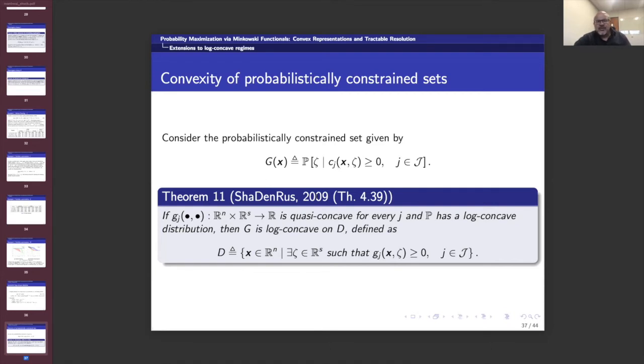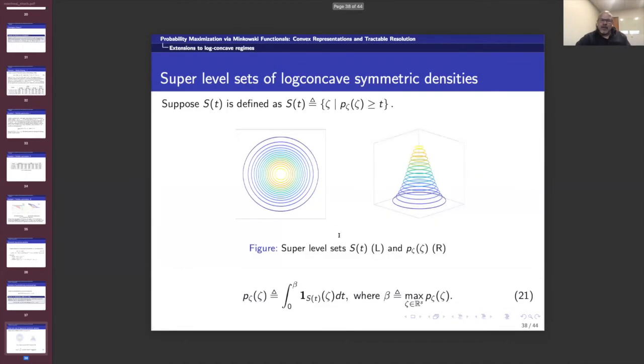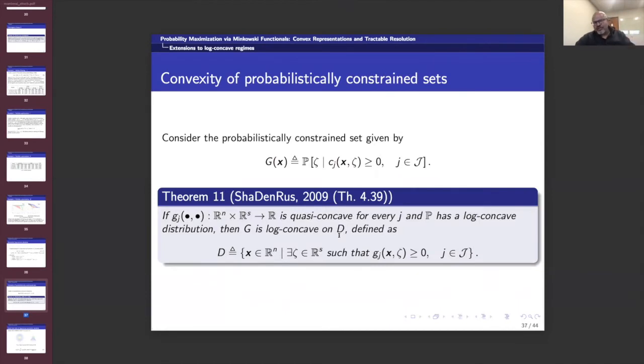If the inner function is quasi-concave in both its arguments, and the original distribution function is a log concave distribution, then G, this constraint function, is log concave on D, where D is appropriately defined. And so what that allows you to do is that if G is log concave, then the log of that is concave, and you can essentially get convexity of that set. Okay, so that's what we're going to leverage.